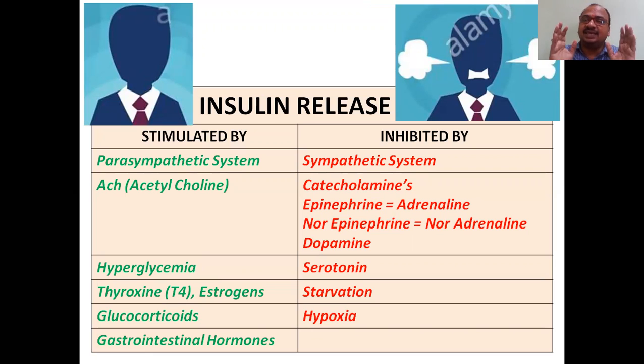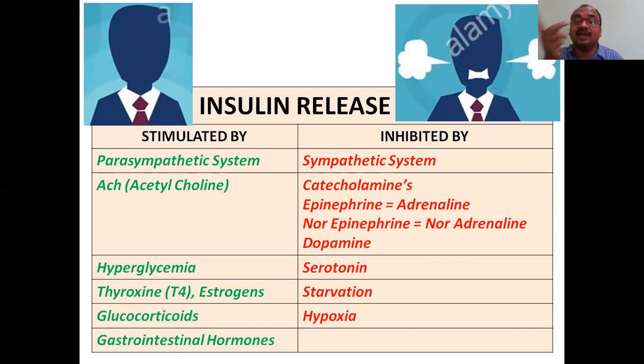Insulin release is stimulated in the parasympathetic system. Your body is very cool, you are doing some meditation, there is no excitement, no anger, nothing. It is called the parasympathetic system. This system releases acetylcholine, ACh, the neurotransmitter which is released in the parasympathetic system only.